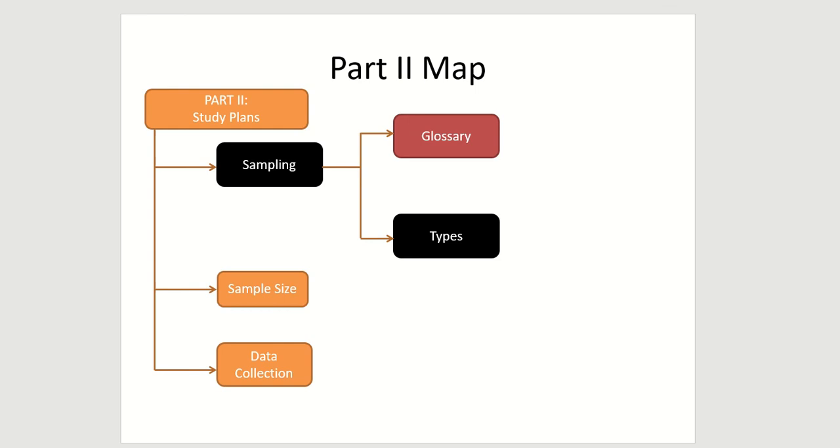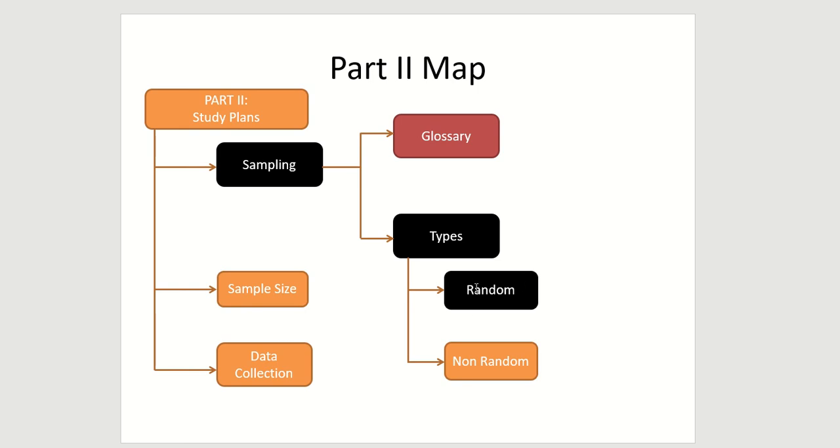Okay, so going back to our map, we finished the glossary. Now we're going to talk about the types of samples. Specifically, there are two major types of samples, the random and the non-random. Another term that I use, or you may see people using, is probabilistic sample and non-probabilistic sample. And basically, this is just whether or not the selection procedure is based on a random process.